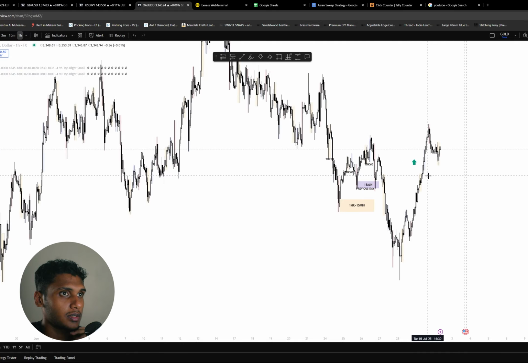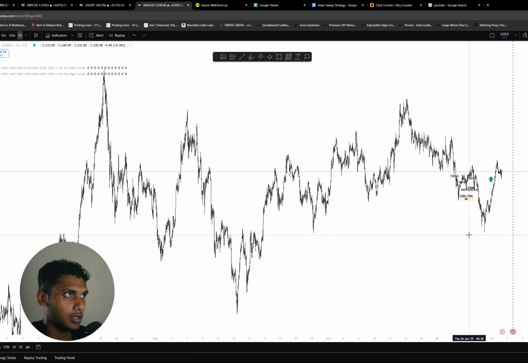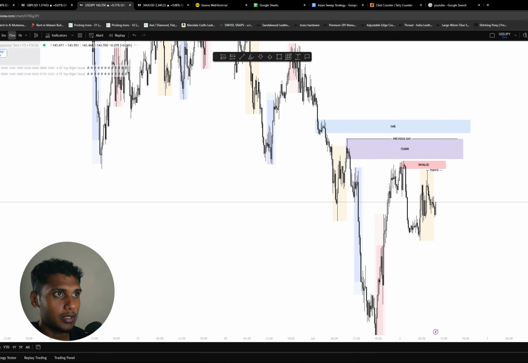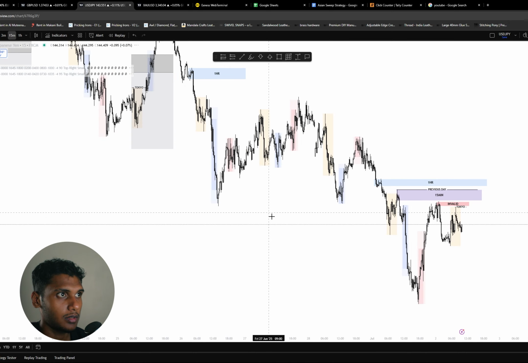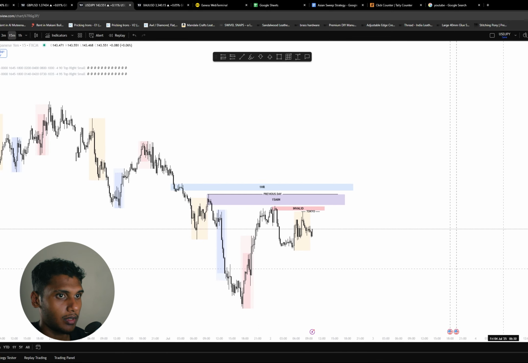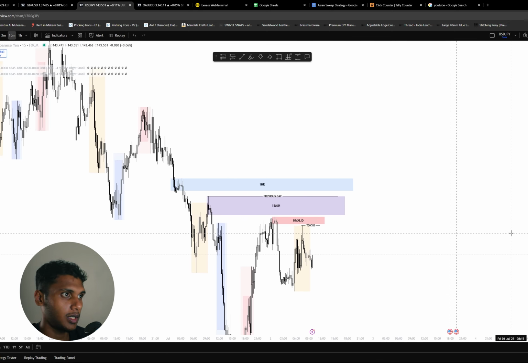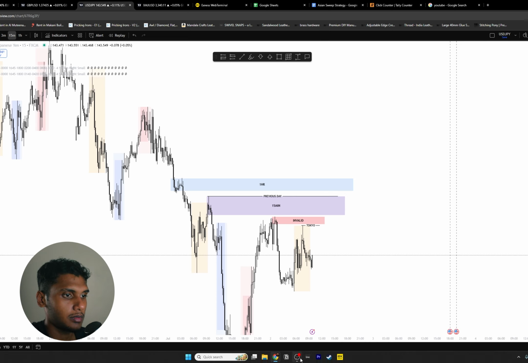And gold, we are still confused. Okay, so let's not trade that. USD JPY is a bit clear right now and is going down, so we could take the sell opportunity. Okay, see if we have time.